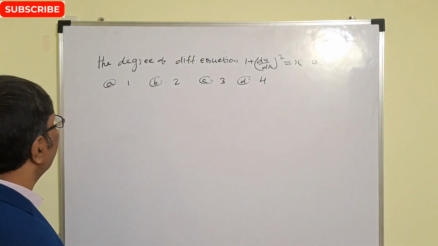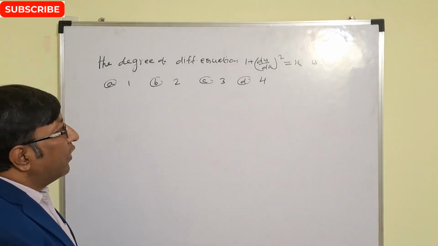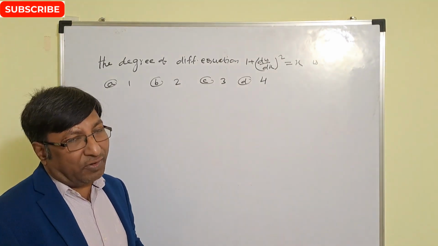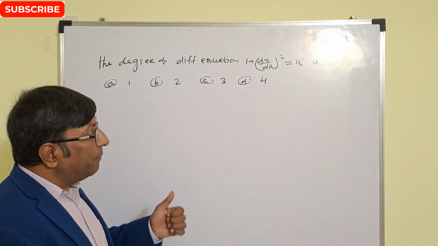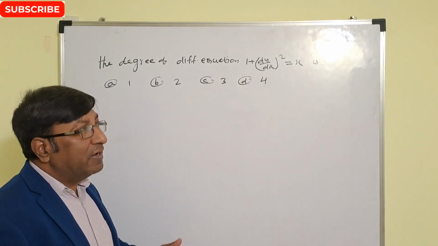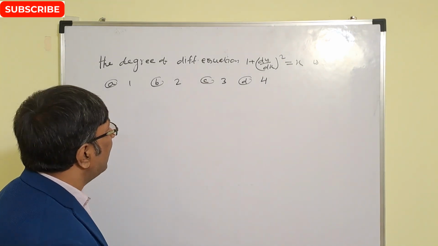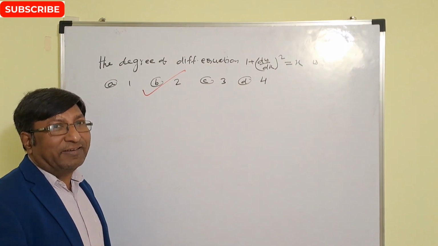Let us see the question. The degree of the differential equation (1 plus dy by dx) whole squared equals x is what? You know, degree of a differential equation means the maximum power of dy by dx. So here dy by dx is to the power 2. So our correct answer is 2. So 2 is the correct answer. Thank you.